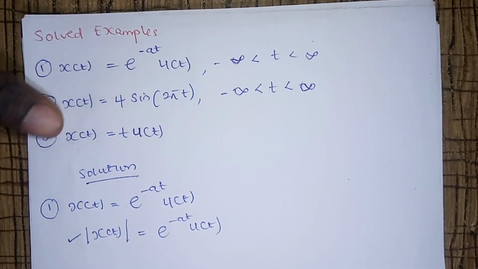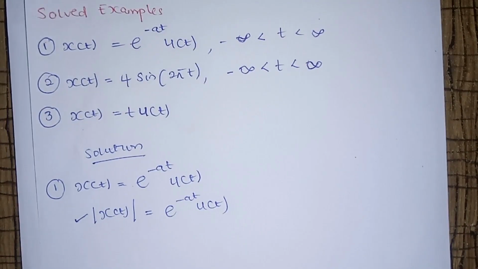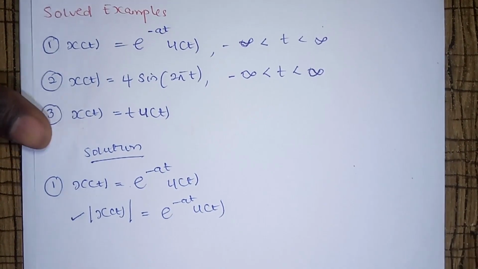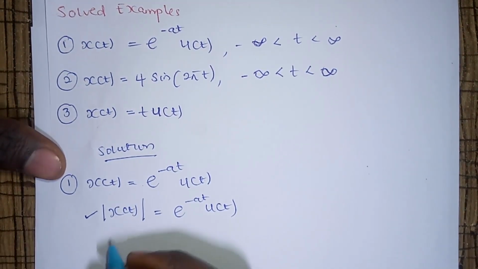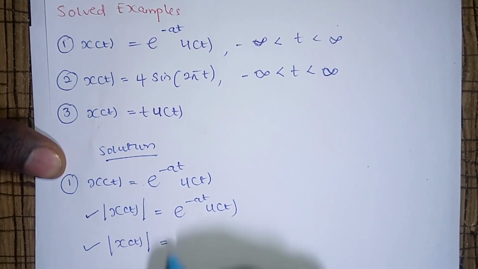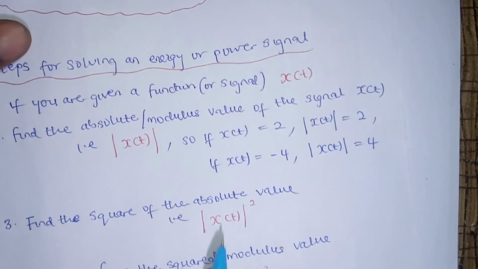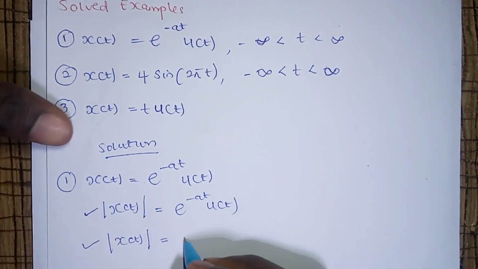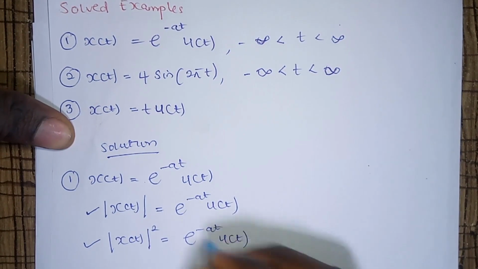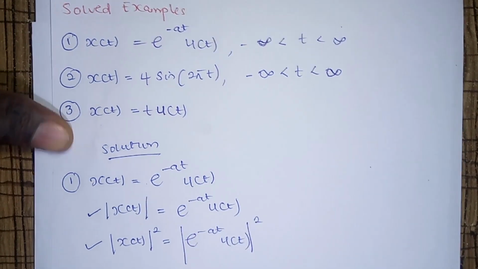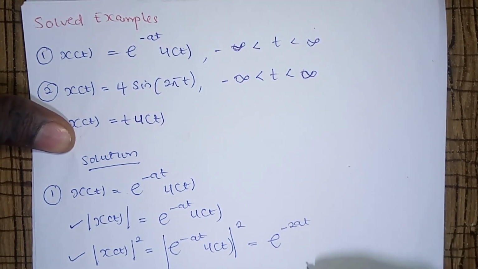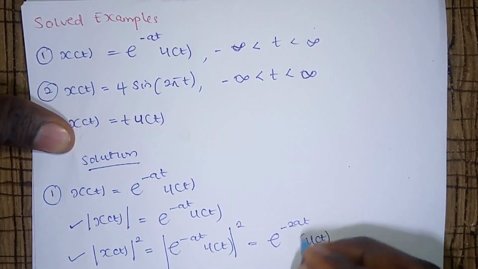The second step we need to apply is that we need to square it. So we square the absolute value of this function, which means you take the square. So it becomes e to the negative at u of t, squared. Now, you know this results in e to the negative 2at, u of t squared.